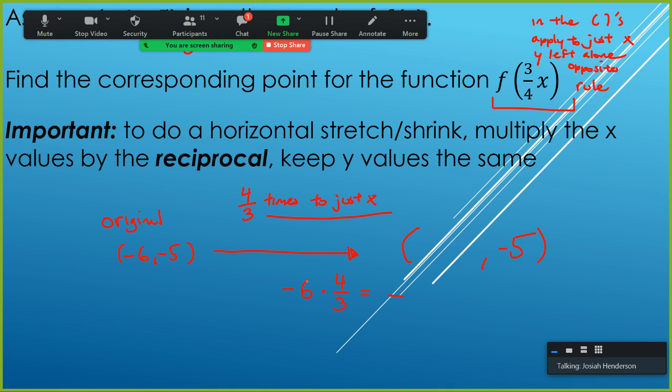Okay, so here's negative. And then 6 times 4 on top, 3 in the bottom. I'm going to do it the second way I showed you guys. So 6 divided by 3, what's 6 divided by 3? That's just straight up 2, right? So -2 times 4, resulting in -8.